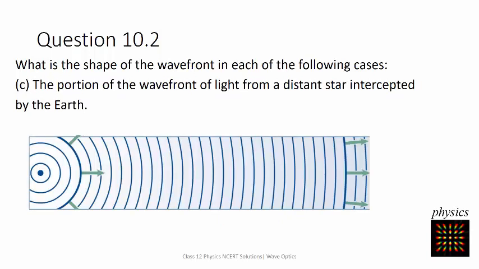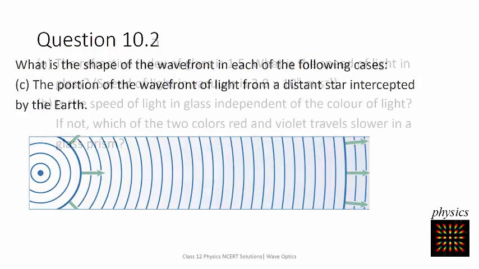And what happens when it is from a distant star? After a very long distance, this happens to be a plane wavefront, as you see it in the figure.